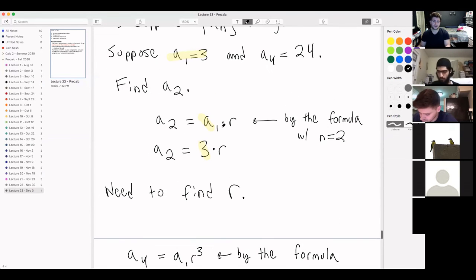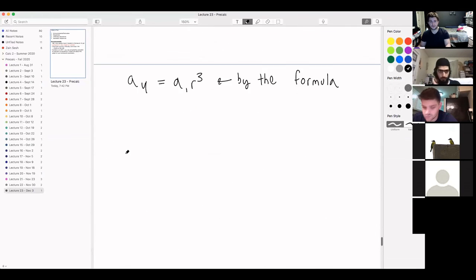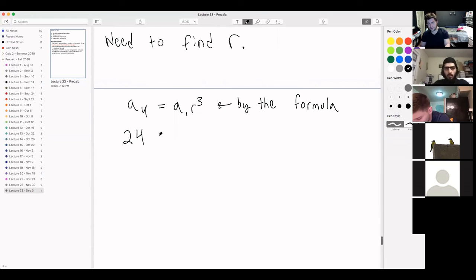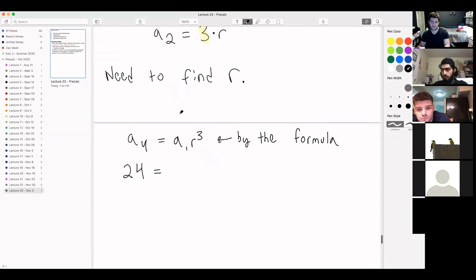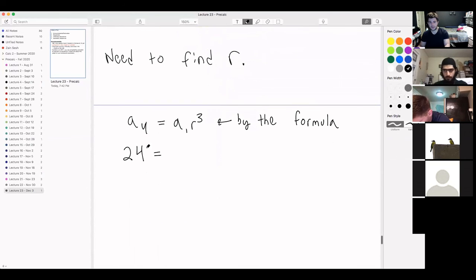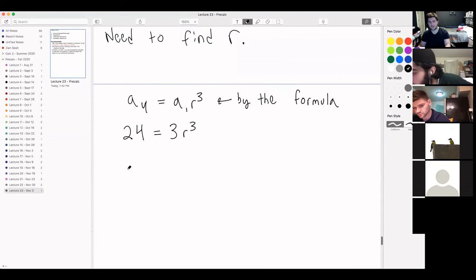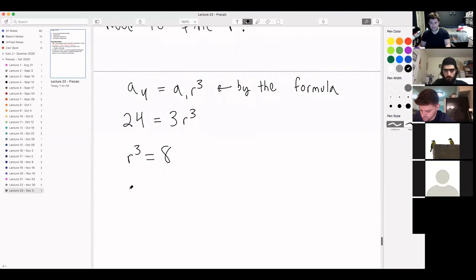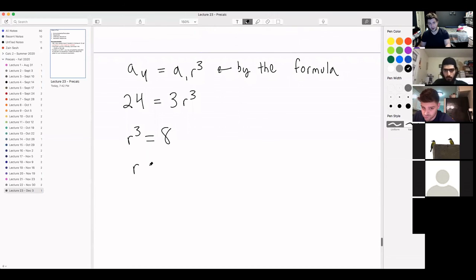But on the other hand, I know that a sub 4 is equal to 24. So I can fill in this left side with 24. And I can also fill in a sub 1 with 3. So this is equal to 3 times r to the third power. I'm just plugging in the information that I know. I know a4 is 24, and I know that a sub 1 is 3. Now solve this for r. Divide both sides by 3, so you have that r cubed is equal to 8. And then take a cube root. You'll get that r is equal to 2.